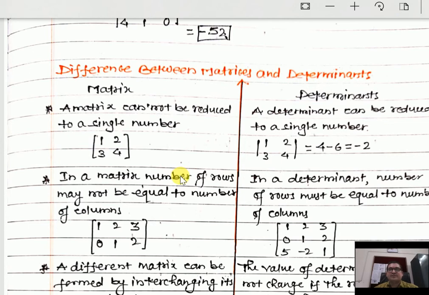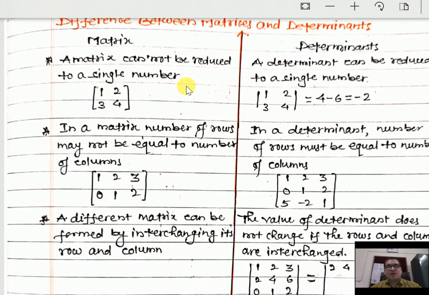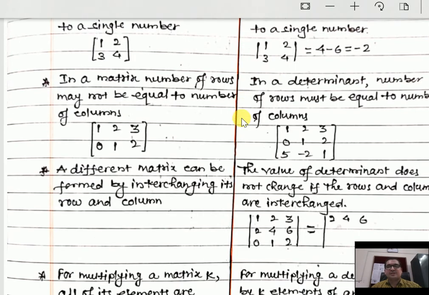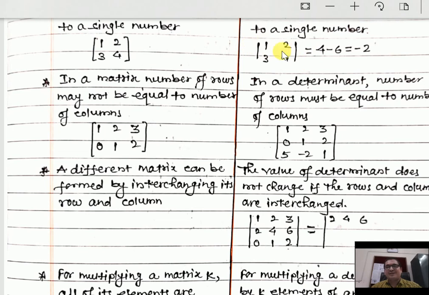Now it's very important to understand the difference between matrices and determinants. I have written points about both matrix and determinants. A matrix cannot be reduced to a single number. You can't simplify this matrix, but determinants you can simplify. 4 into 1, 4 minus 6 equal to minus 3. Remember it, whenever you multiply this, after this you have to put the minus sign only.